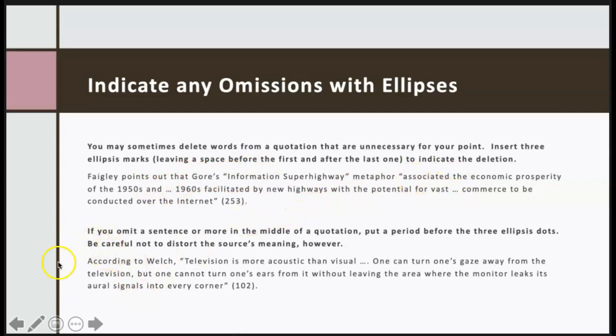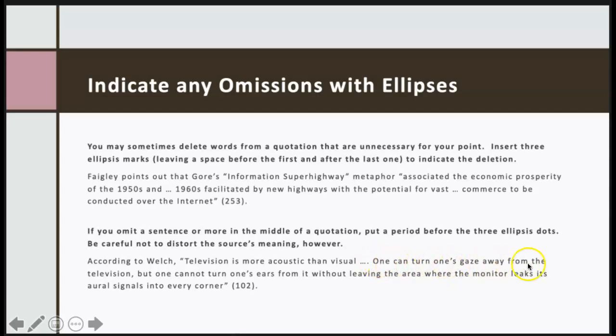Look at the next one. If you omit a sentence or more in the middle of a quotation, put a period before the three ellipsis dots. Be careful not to distort the source's meaning, however. Let's look at the sample. According to Welch, open the quotes, "television is more acoustic than visual," space. Okay, and so since they have left out a sentence or more in the middle of this quotation, we also have a space and a period. Okay, so that shows we left out more than a few words. We left out some sentences.